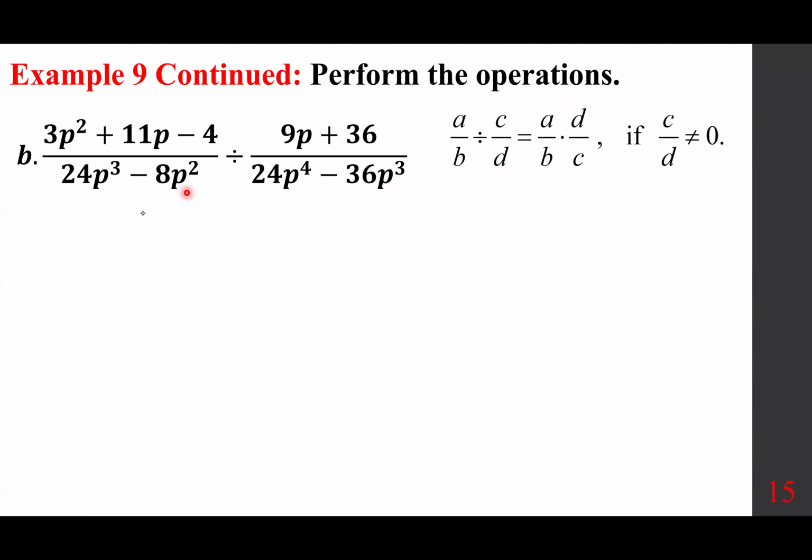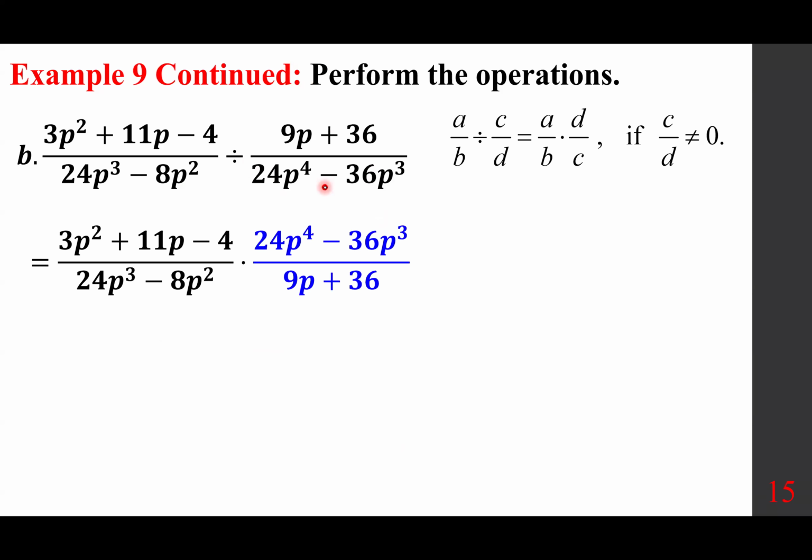The first one obviously remains. The second one flips over such that the bottom comes to the top and the top goes to the bottom. That's the very first step. Flip over the second fraction, the divisor. And now we are going to factor.